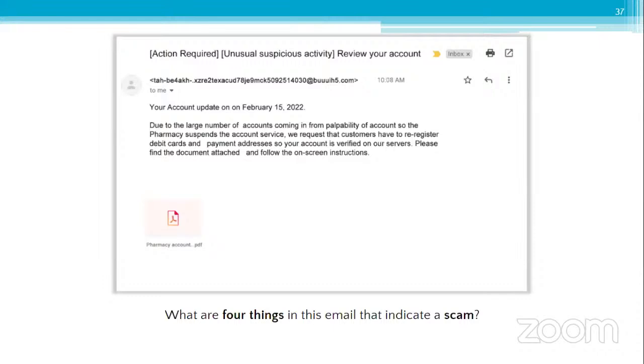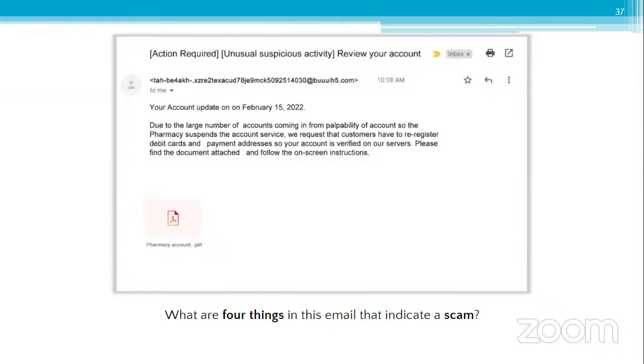Okay, as my colleague put it, the first thing here is it said unusual suspicious activity. So Google here is putting it that you should review your account. That means this one is urgent. I mean, action required. That means there's something that you need to review. Another one also is about the email here. The email is not clear, like it said at buh5.com. So this is the second thing.